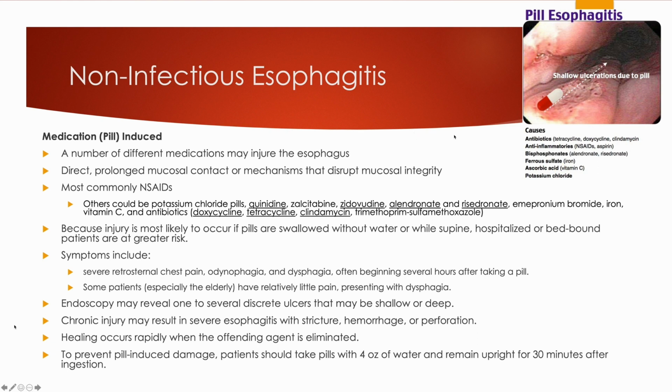Once you get rid of the insulting cause, so if you teach the patient how to take their pill or you switch to liquid medication, then the esophagitis should heal. And whenever we tell our patients to take their pills, we should always tell them to take it with at least 4 ounces of water and remain upright for 30 minutes after ingestion. That's a good rule of thumb.